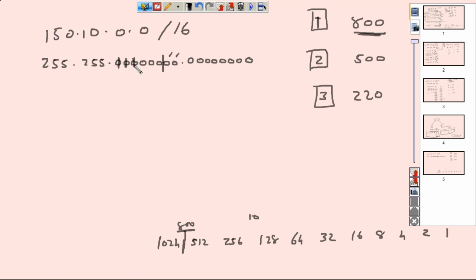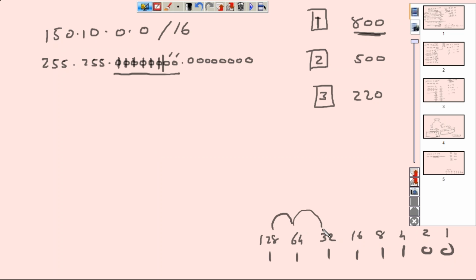Whatever we don't need, same method, no change in that method. So what is our new subnet mask now? 255.255 dot, and converting the binary back to decimal: 128 plus 64 is 192, plus 32 is 224, plus 16 is 240, 248, 252, 254. I'm just converting that binary back to decimal, guys. So this would now be 255.255.252.0.